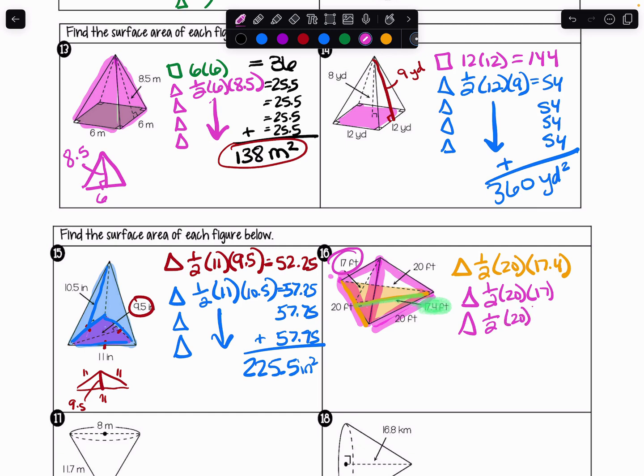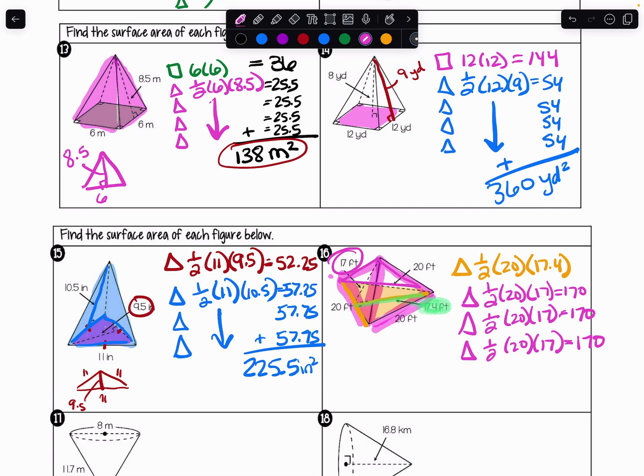Oh, they're all the same. Because look, this is also 20. All right, well, I thought that I was going to give you an example where the triangles were not all the same around the side. Sometimes they're not, but okay, this would be half of 20 is 10, so these are 170. I was trying to save time, but it's okay.